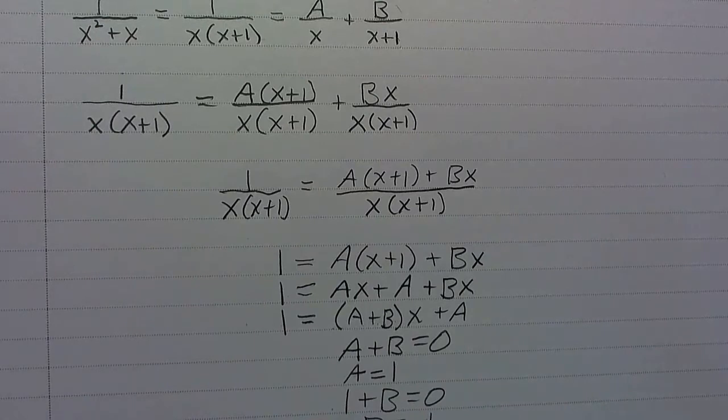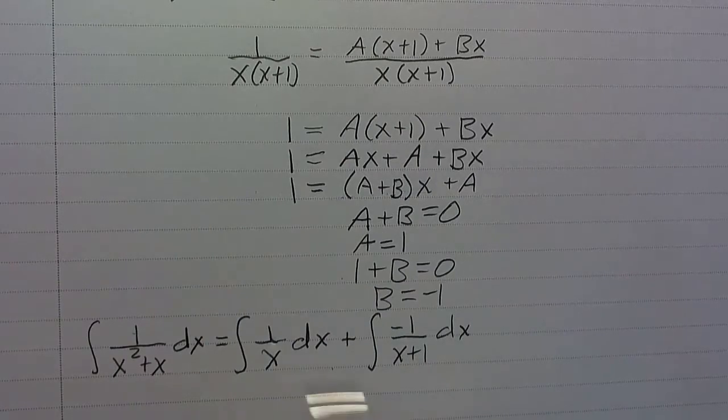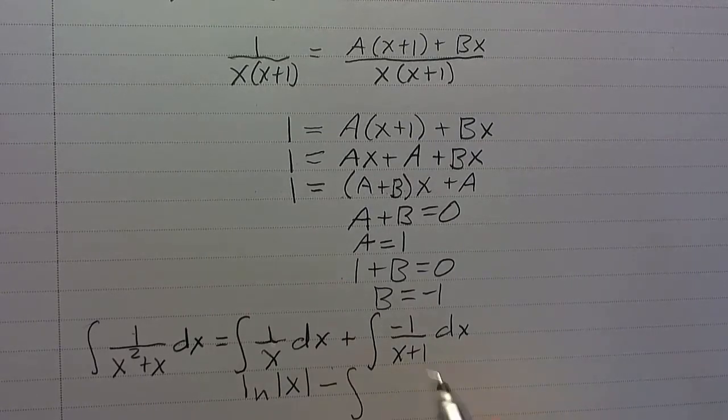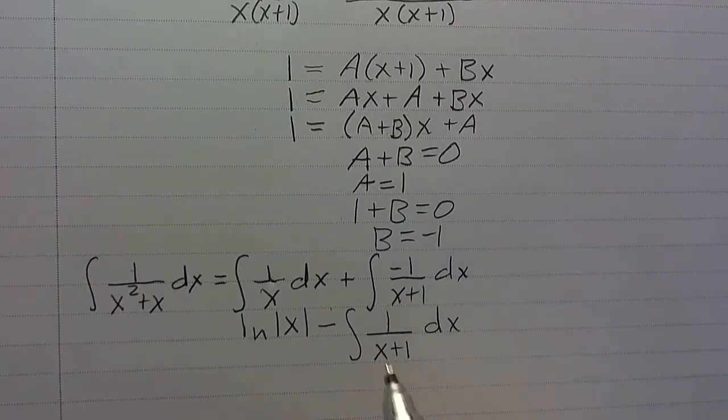Like that. So what we've done with this partial fraction decomposition is we've taken this thing, which looked a little too complex for us to deal with, and we've decomposed it into something simpler, because we know what this antiderivative is. This is the natural log of absolute value of x. And then we've still got, let me go ahead and factor out that negative. And this one is the natural log of absolute value of x plus 1.